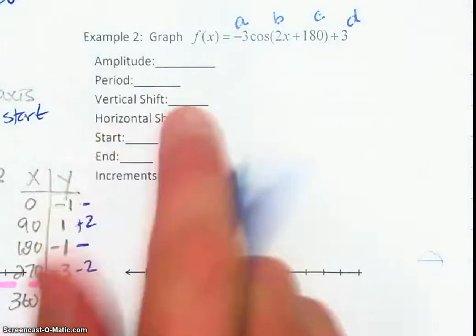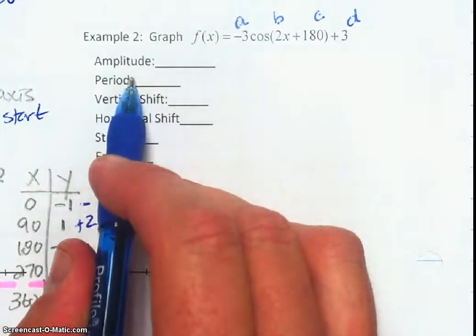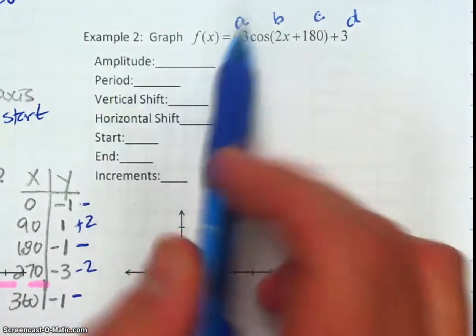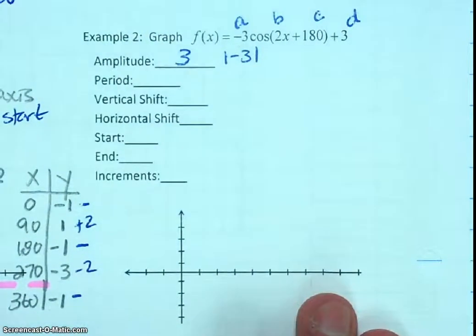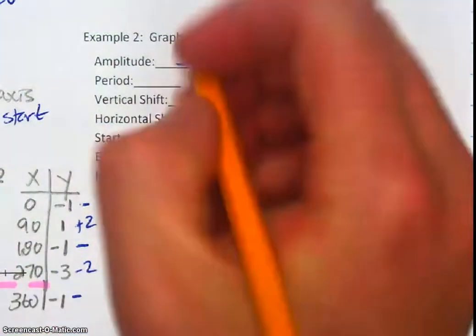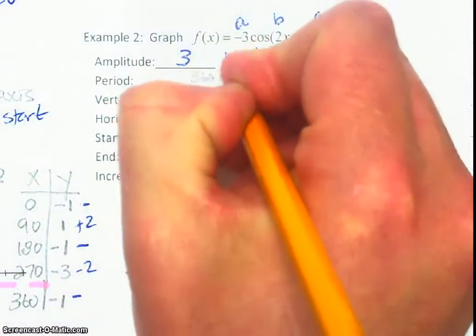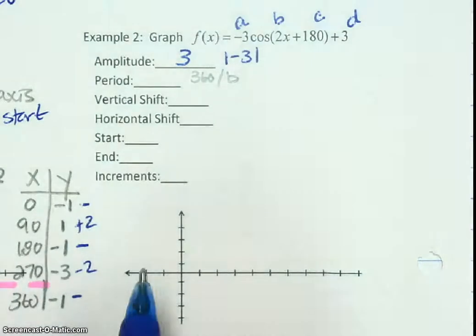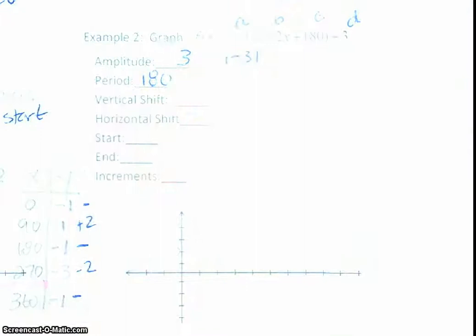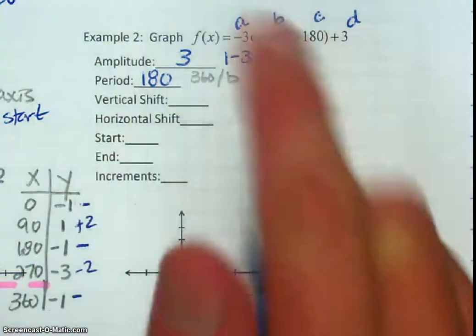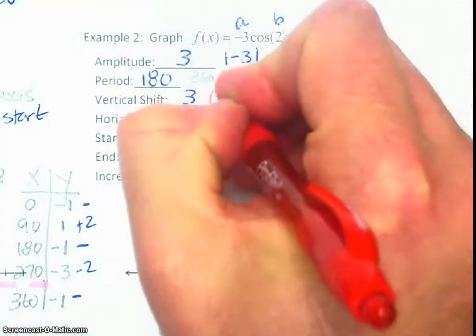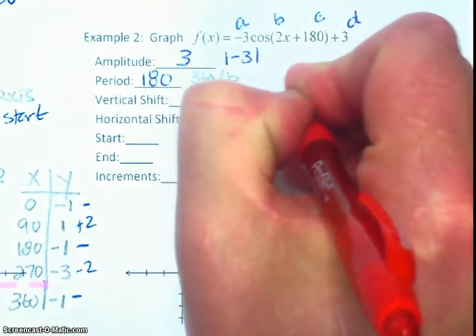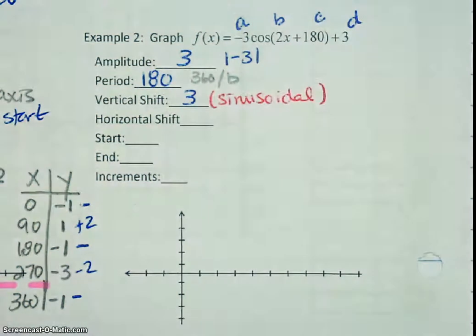Okay? So if you remember from our notes, to find the amplitude, you take the absolute value of A. So if we do the absolute value of -3, that gives me +3. To find the period, remember we're going to do 360 divided by B. And in this case, my B value is 2, so I take 360 and we divide it by 2, and we get 180. The vertical shift, remember, is your D value, which is 3 in this case, but that is also, if you recall, our sinusoidal axis, which is the middle of the graph, so we'll label that in just a minute.